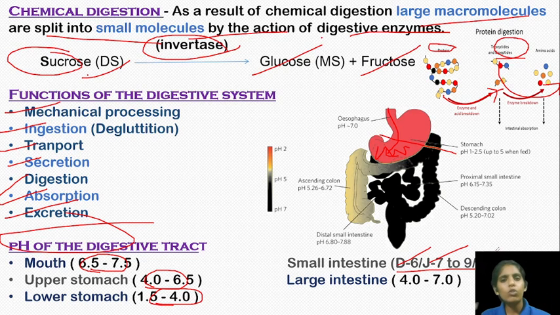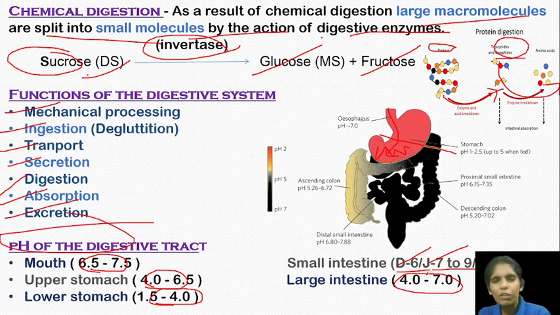As the food travels from the small intestine to the large intestine, the alkaline fluid present in the food gets absorbed. All the alkaline fluid present will be absorbed by the inner lining of the small intestine, so the alkaline fluid volume will decrease. That's why the basic pH will again come back to acidic pH, and the pH in the large intestine will be 4.0 to 7.0.